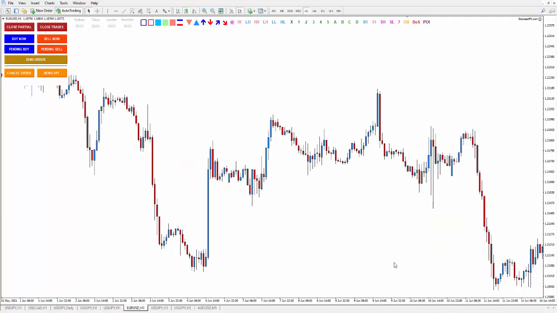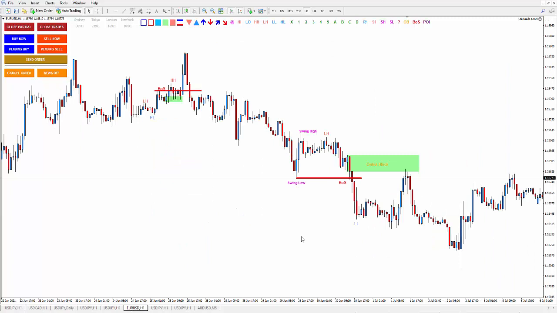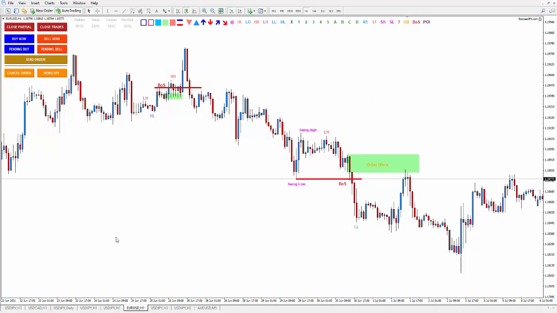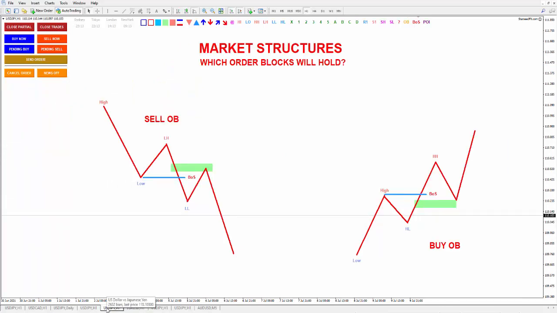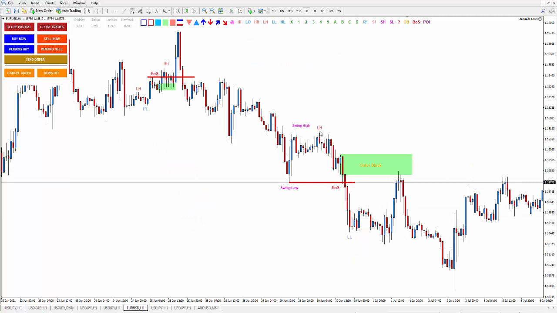Now, let me show you an example. Well, this is cherry picking, but I want to show you how it works. Let's come back here. For sell, a lower high creates a lower low. Here, a lower high creates a lower low. Once the price breaks below, you look at: is this a lower high? Yes. Is this a lower low? Yes. Then you start looking for your order block.